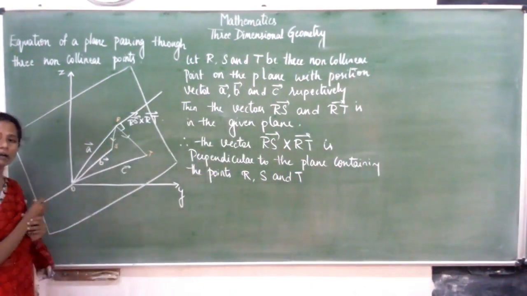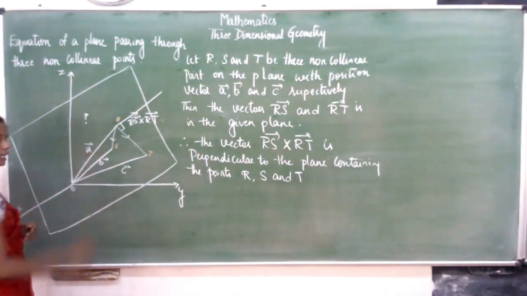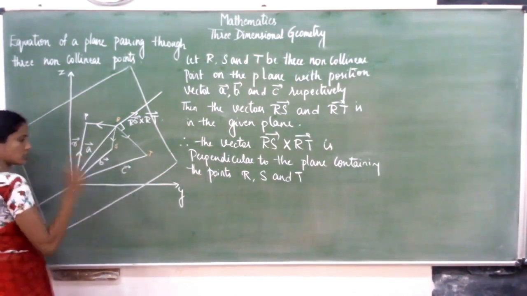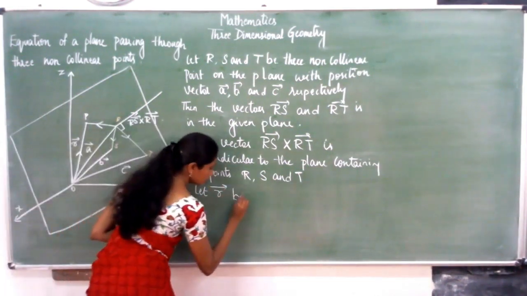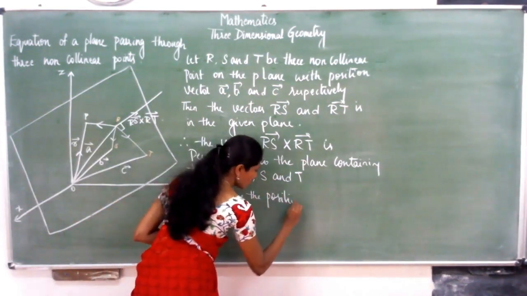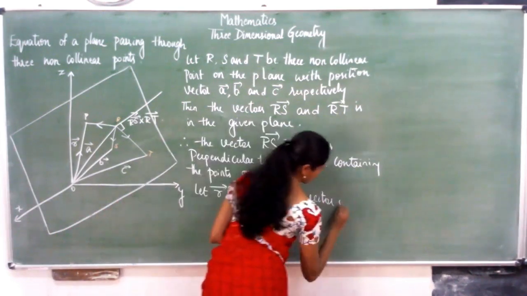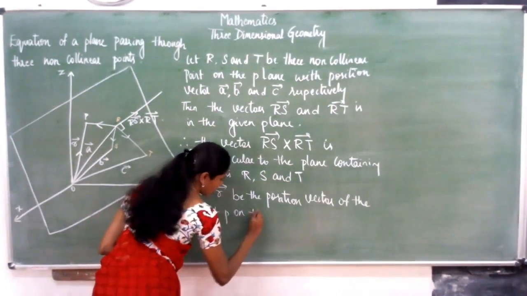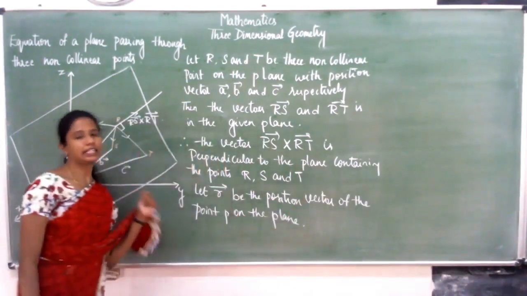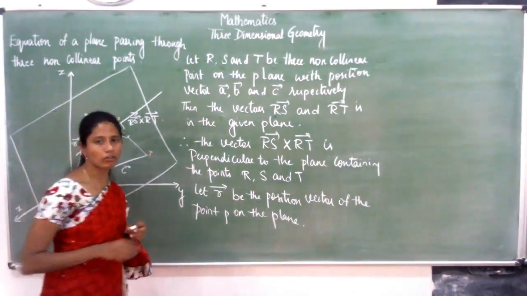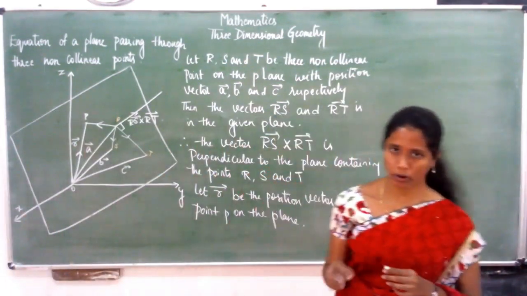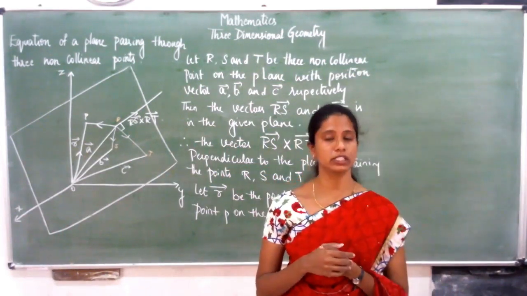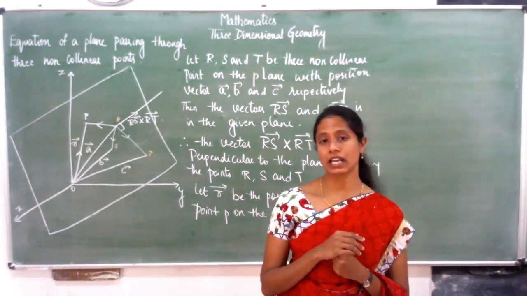Okay, after this I am going to consider another point P on the plane whose position vector is vector r. So let r be the position vector of the point P on the plane. With this data, we will be able to find the equation of the plane passing through 3 non-collinear points by using an equation we have already learned. Which equation is that? In the previous class I have already derived that.